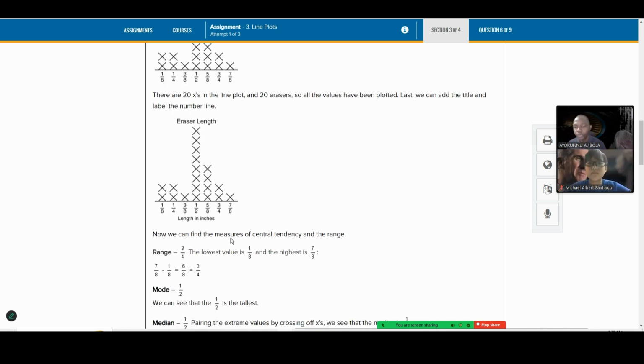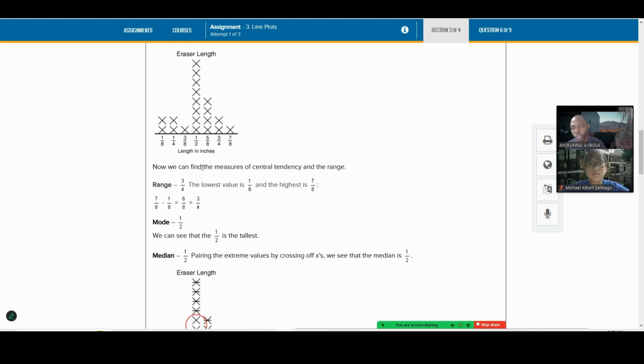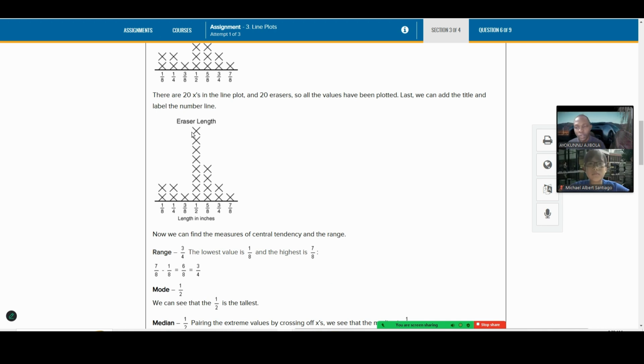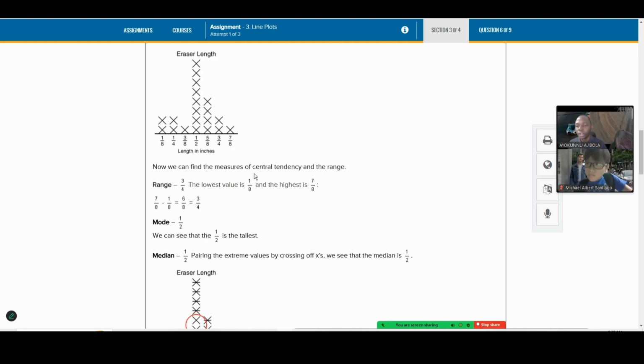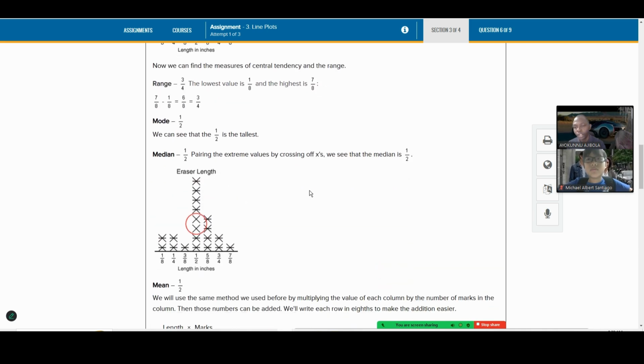So now we can find the measures of central tendency. The range will be 7 over 8 minus 1 over 8, and that's going to be 6 over 8, which is 3 over 4. Then the mode is going to be 1 over 2 because it is the most occurring figure. Then the median is going to be the midpoint. We have 20 values, so we're going to have two numbers at the middle, which is half plus half, divided by 2, which is still half. So the median is half.